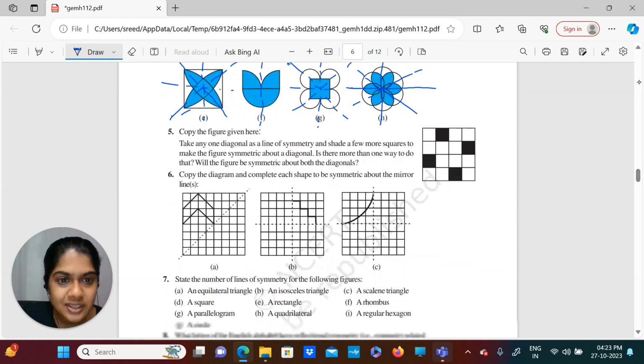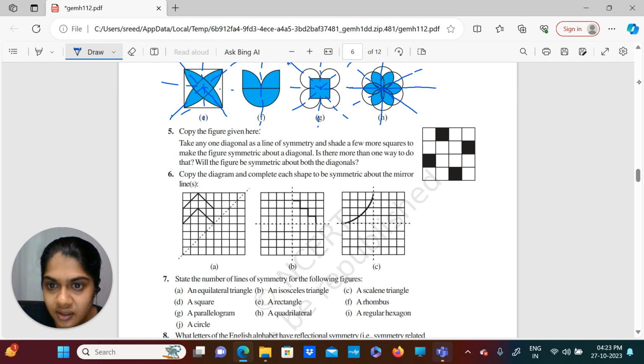Okay, so here, take any one diagonal as the line of symmetry and shade a few more squares to make the figure symmetric about a diagonal. Is there more than one way to do that? Will the figure be symmetric about both the diagonals? Actually, this is not symmetric now. So I'm taking a diagonal here for the square like this. I need to make this figure symmetric. How can I make that?